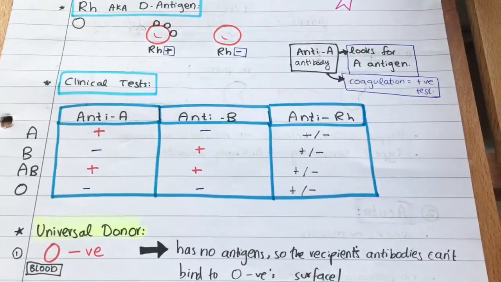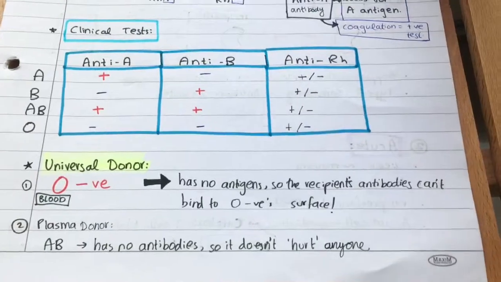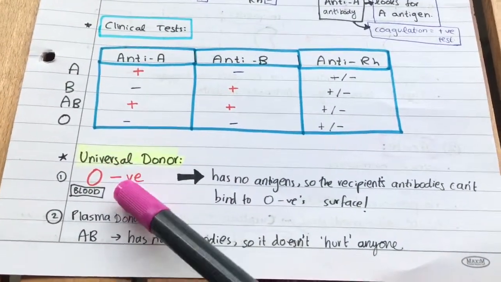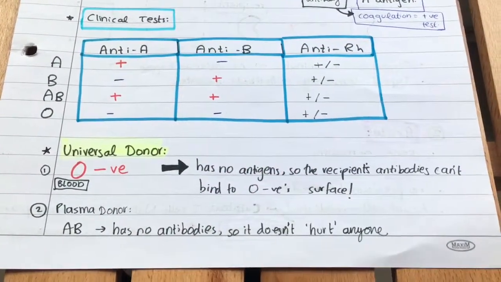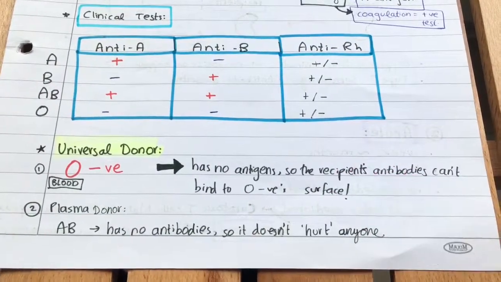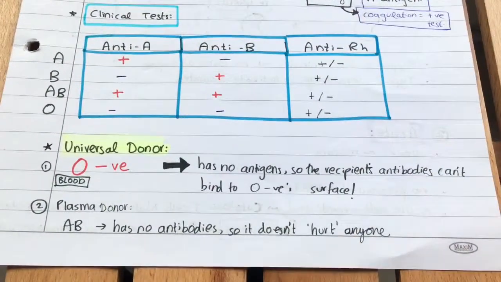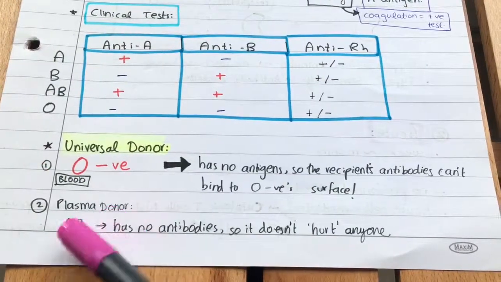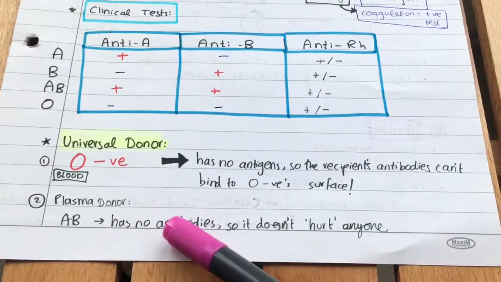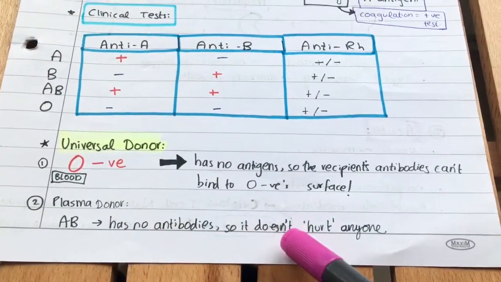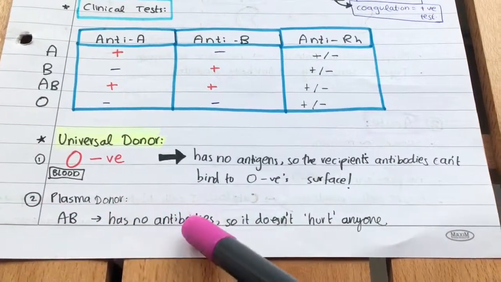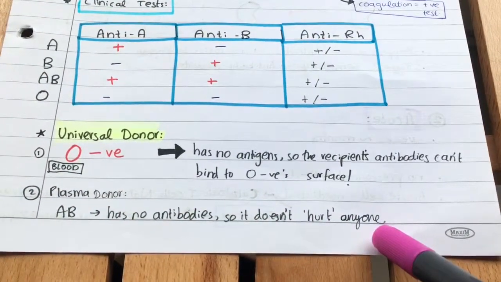Keeping that in mind, what is the universal donor for blood? It's O negative. Why? Because it has no antigens, right? So if you give it to someone, the recipient's antibodies cannot bind to the O negative surface, so it's safe. And what's the universal plasma donor? Blood type AB, because it has no antibodies, right? Think about it. It has no antibodies, so it doesn't hurt anyone.